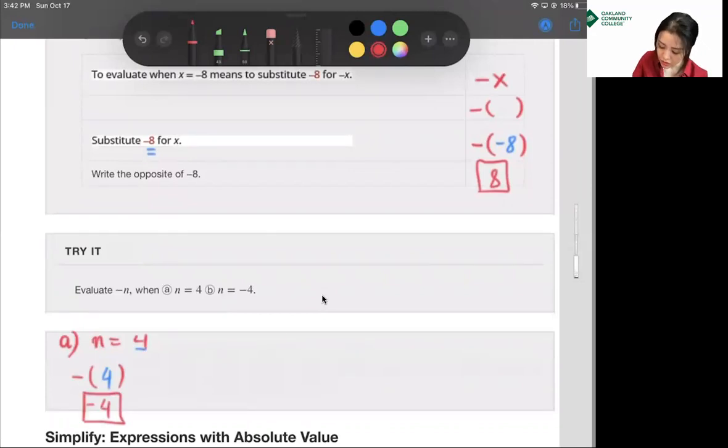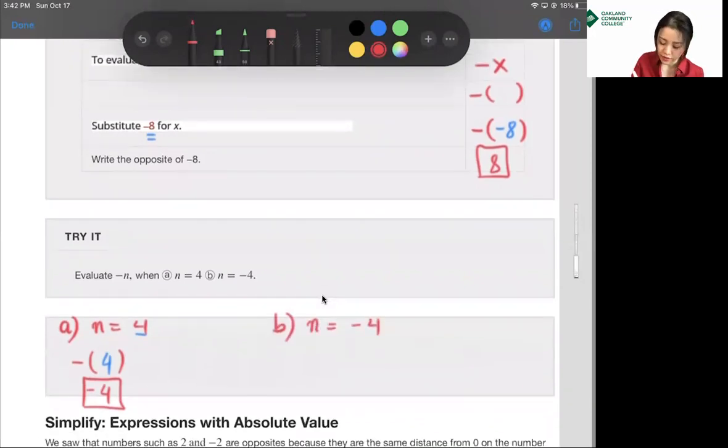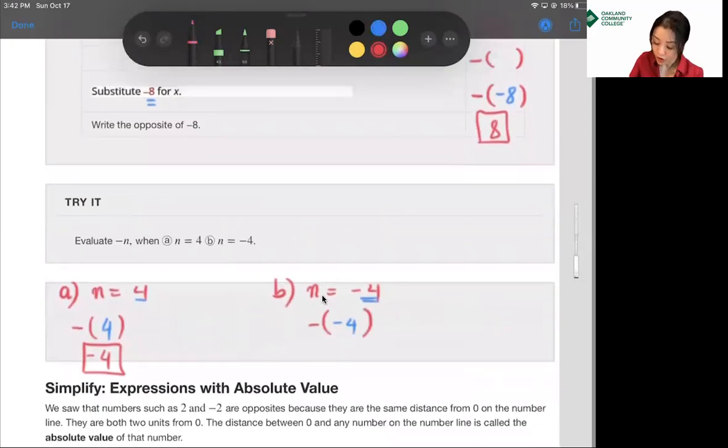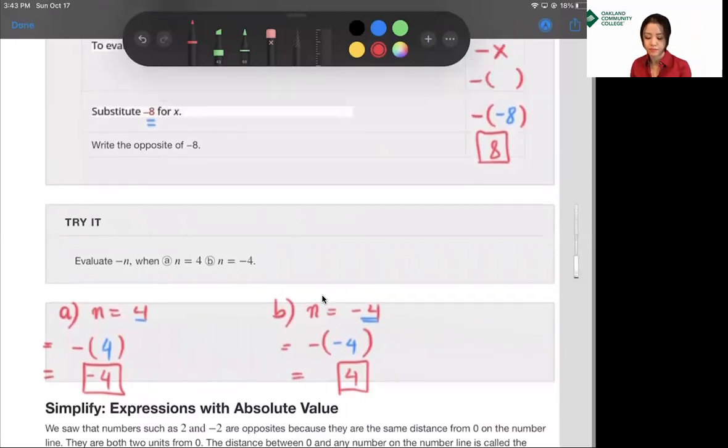What about B? When n equals -4, same thing. Negative n, so negative parentheses. Now you plug whatever value of n they give you inside those parentheses. In this case, it would be -4. So the opposite of -4 is +4. And that will be my final answer. If you're careful, you can write an equal sign when you go down to the next line. I would recommend so.